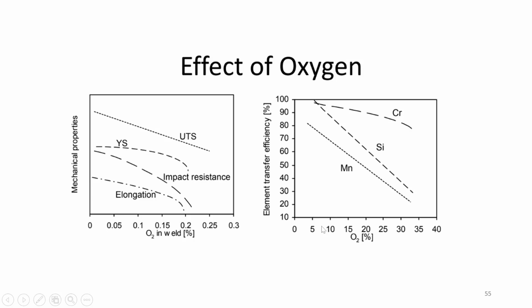Now element transfer efficiency for manganese, silicon and chromium also reduces with increasing oxygen percentage, as oxygen is more likely to react with these and prevent their transfer.